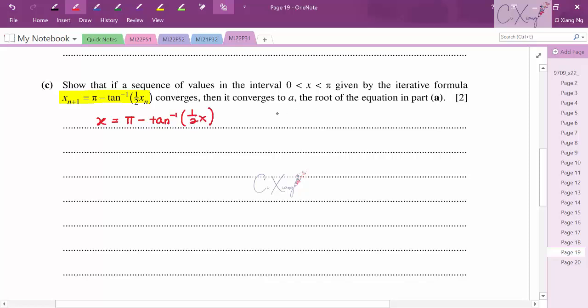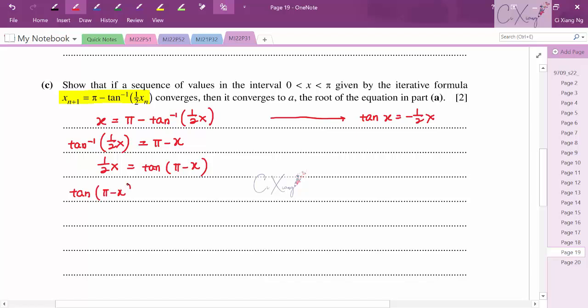I want to rephrase it back to become the original equation that I have, where it should be tangent x equals to negative half x. So how can I rephrase it into this pattern? Starting from here, I will have tangent inverse of 1 over 2x equals to pi minus x. I don't want any tangent inverse in my equation, so I will bring the tangent inverse over. I will get half x equals to tangent of pi minus x. If I rewrite again, I will have tangent of pi minus x equals to half x.